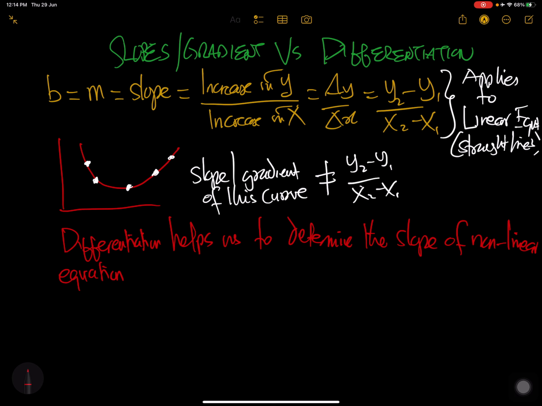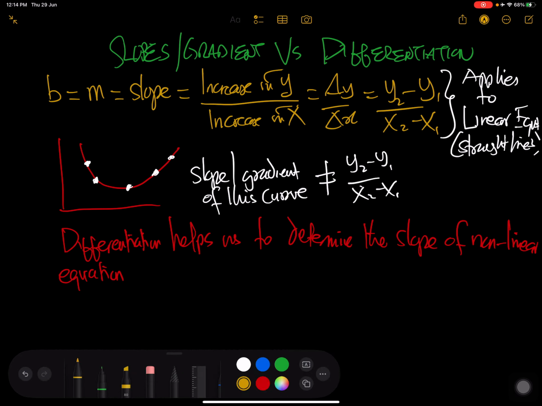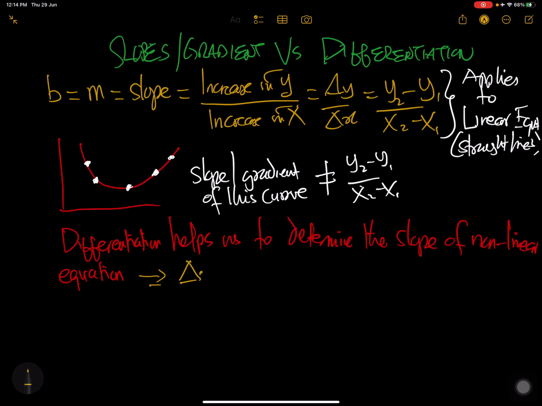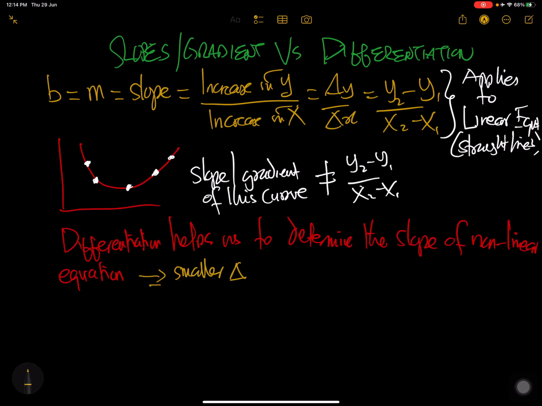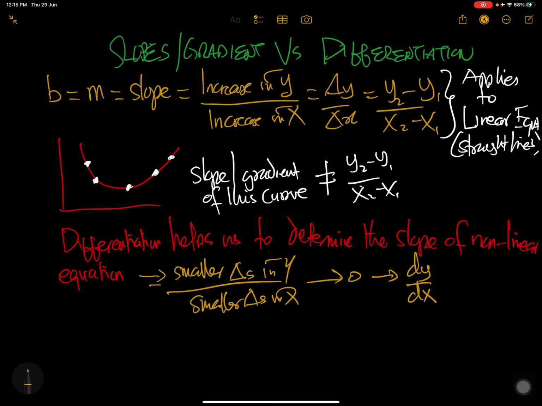And to do that, remember that we said differentiation is about what changes. So basically, it involves small changes in the variable, small changes in y over small changes in x, and as it approaches 0, we end up getting dy dx. So instead of using our change in y formula here, we are saying that it becomes dy dx. So that's a relationship between slopes and differentiation.